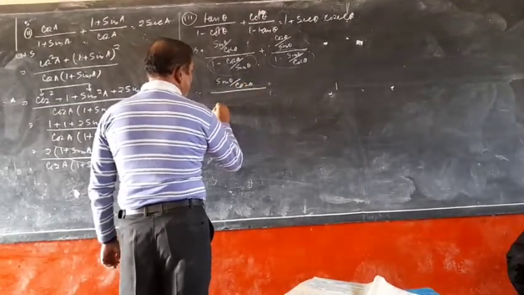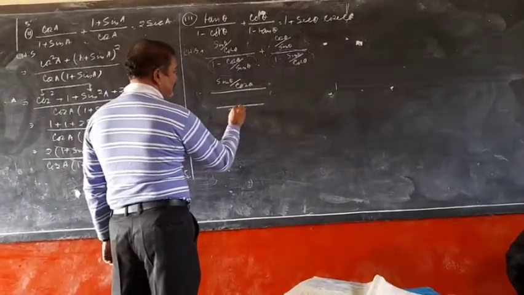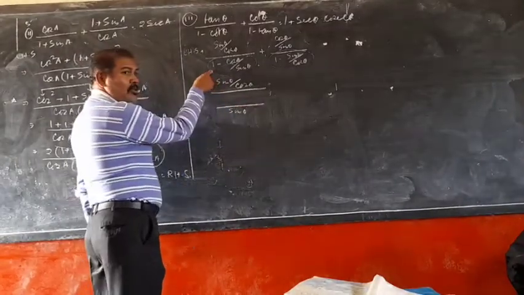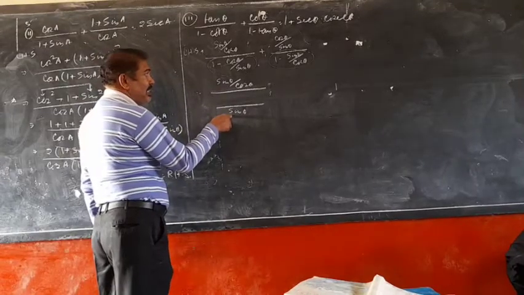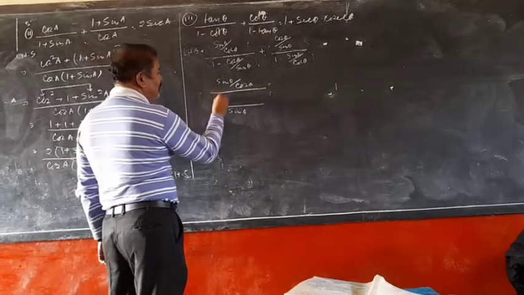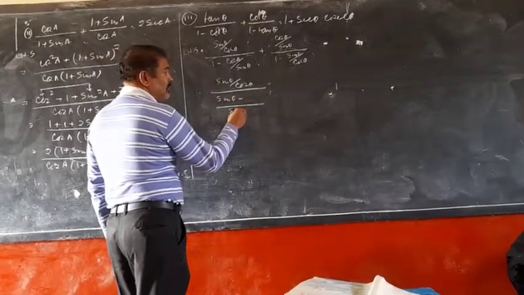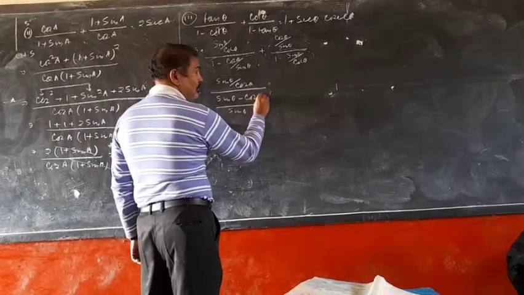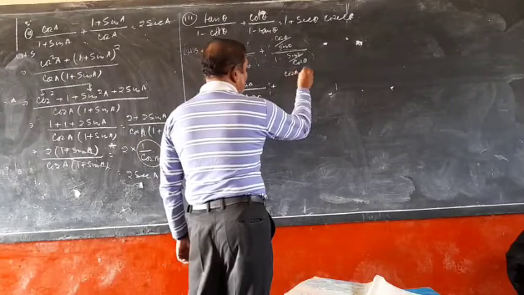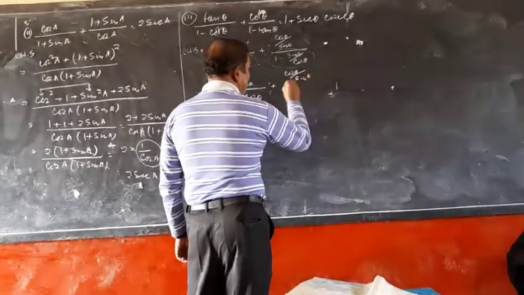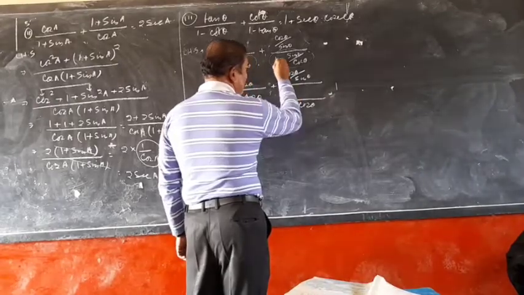What will be the LCM? Here the denominator is 1. If you divide 1 upon 1 by sin theta, what will happen? Sin theta into 1 is equal to sin theta. Sin cancels. Here what will come? Cos theta. Plus that is equal to cos theta upon sin theta.